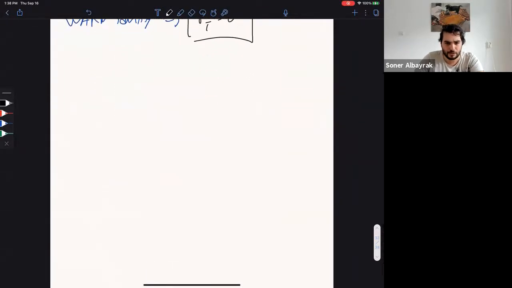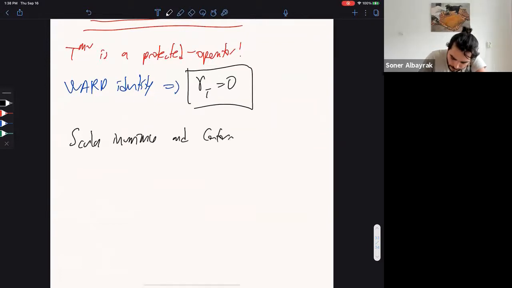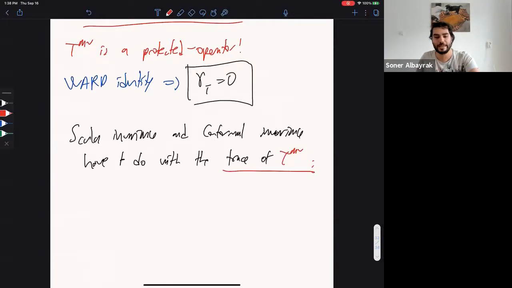I think it was called virial current, but yeah. Anyway, so the scale invariance and conformal invariance have to do with the trace of T mu nu. If you want to understand whether a theory has conformal invariance or scale invariance, we need to check the trace of T mu nu.